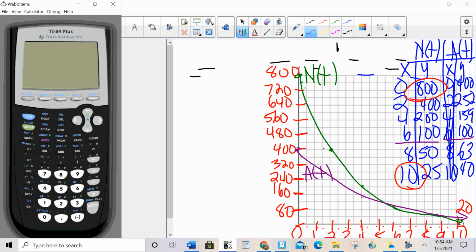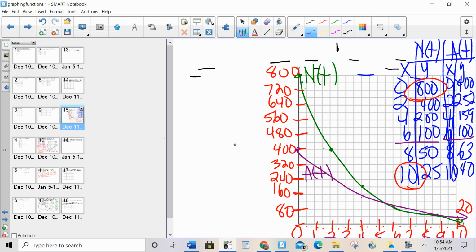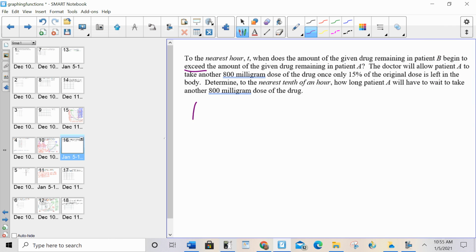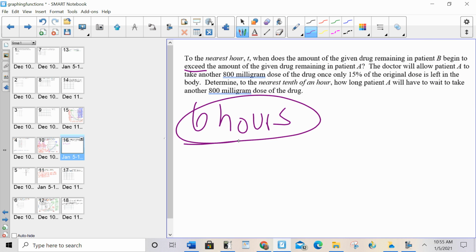So I'd like to do it the right way. I'd like to go back to my calculator, second trace, option 5, enter, enter, enter, and I get 5.97. It asked me to round to the nearest hour, so that would be 6 hours. So that's the answer to the first question.